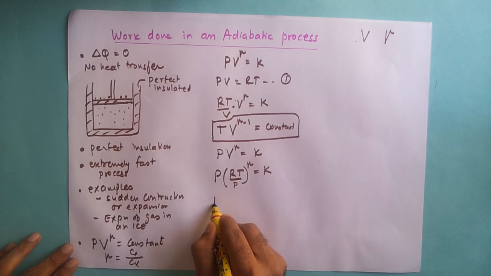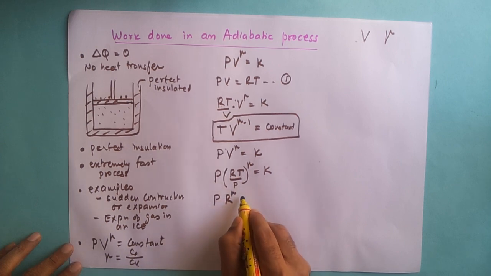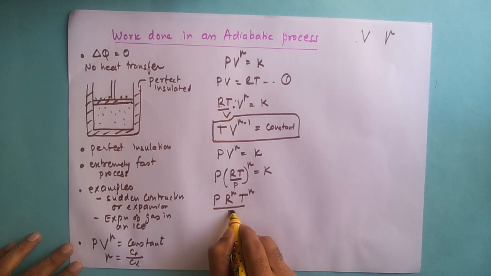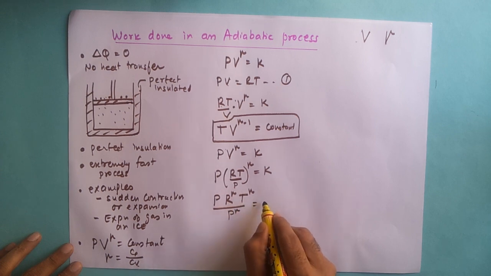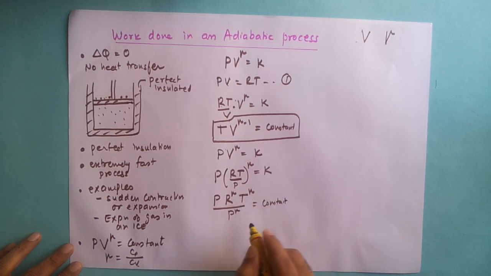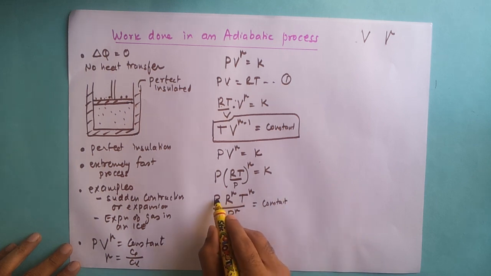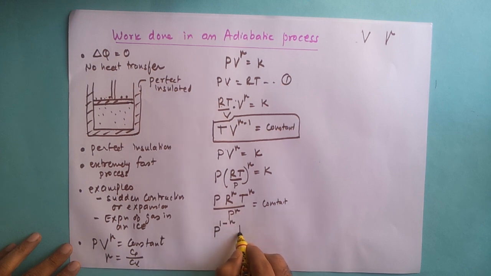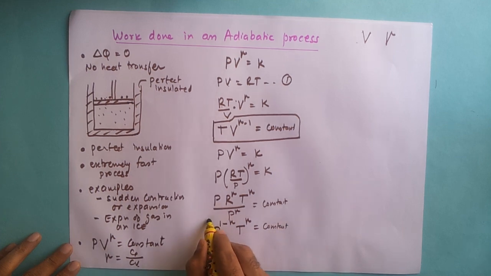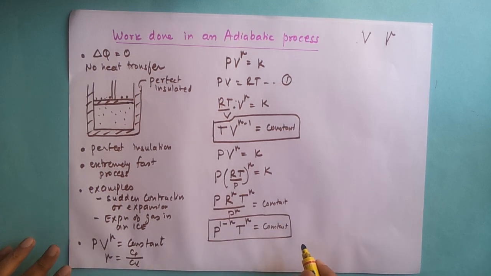So I'll get P R raised to gamma T raised to gamma upon P raised to gamma is equal to some constant K. In this, R is a constant and R raised to gamma would be a constant, so I can remove this and consider it as a part of the constant. And this is P and this is P raised to gamma, so I can write down P raised to 1 minus gamma T raised to gamma is equal to some constant. So this is the equation for an adiabatic process in terms of pressure and temperature.